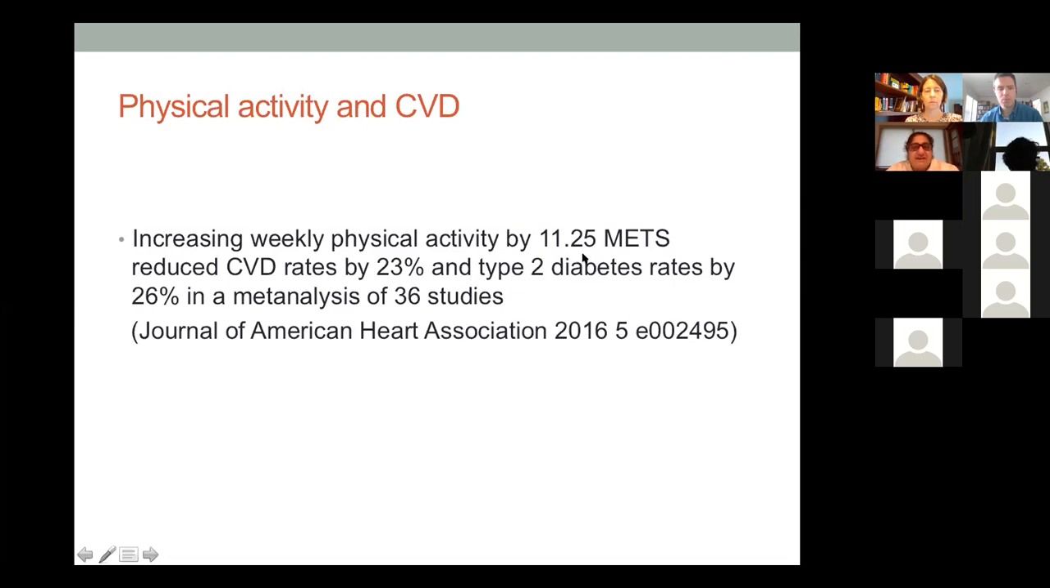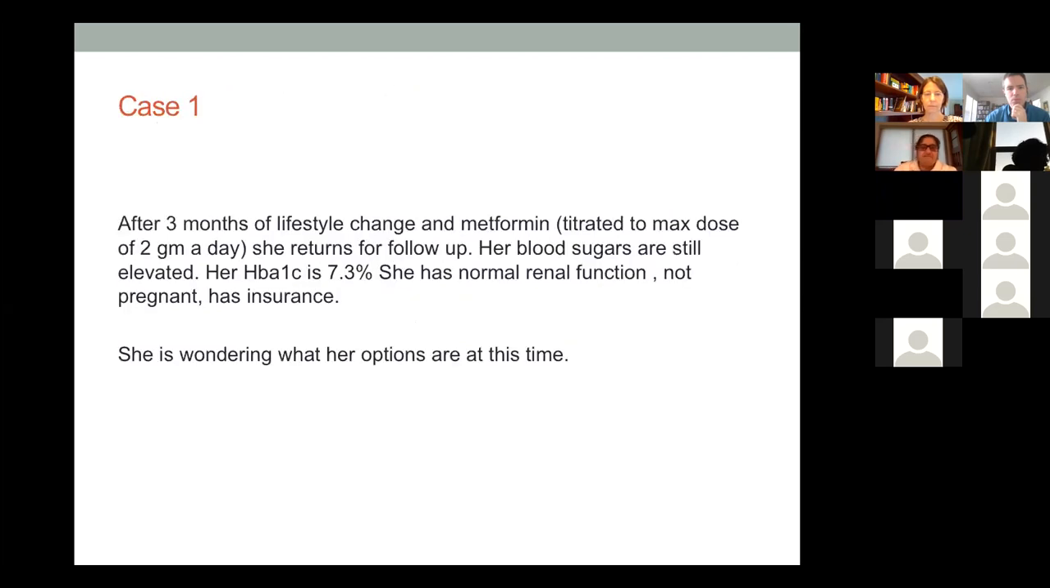But raising the METs by 11 per week reduced cardiovascular events by 23% and the incidence of type 2 diabetes by 26%. But this is the kind of data that can be really helpful when you're trying to encourage people to increase their physical activity. So increased activity has a clear relationship to outcomes. And this is the motivation to try and have people not run marathons, but to go from where they're at and have some increase in their weekly activity. Okay. If there are no questions, I'll move on.